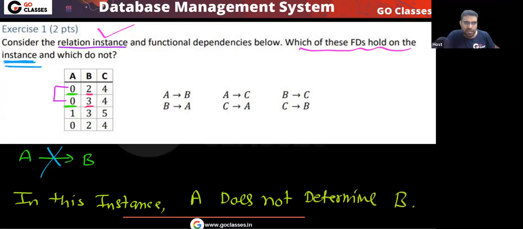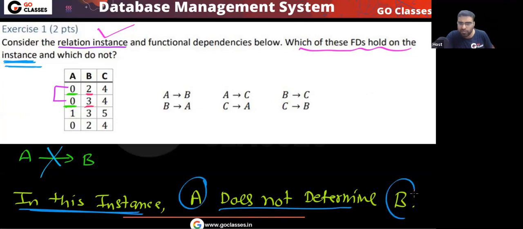In this instance, A does not determine B. Is this clear? I can say that A does not determine B. If I tell you the value of A, you cannot tell me the value of B.